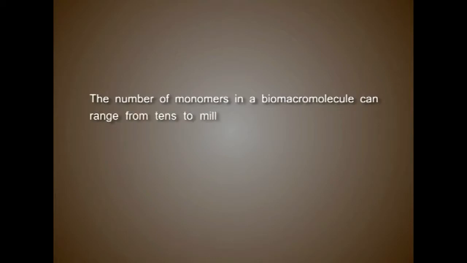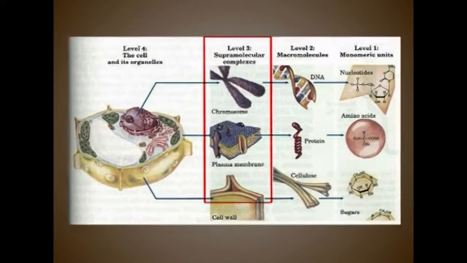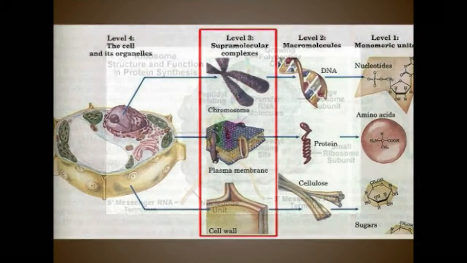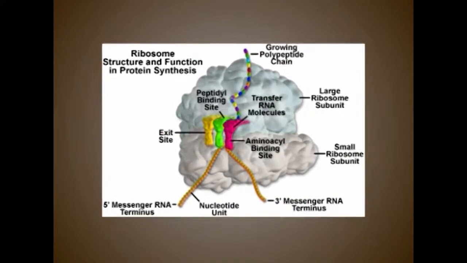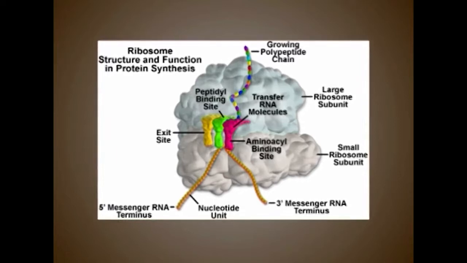The number of monomers in a biomacromolecule can range from tens to millions, and therefore they have high molecular weight. Biomacromolecules may assemble together into a complex supramolecular complex. This supramolecular complex plays a crucial role in biological processes. For example, the ribosome, a protein synthesis machinery, is made up of 70 different proteins and different RNA molecules.